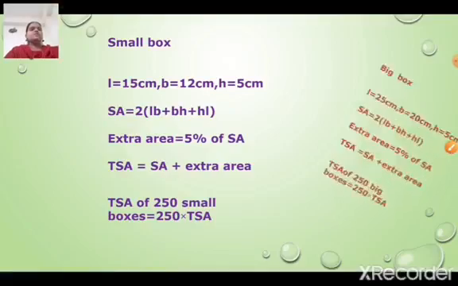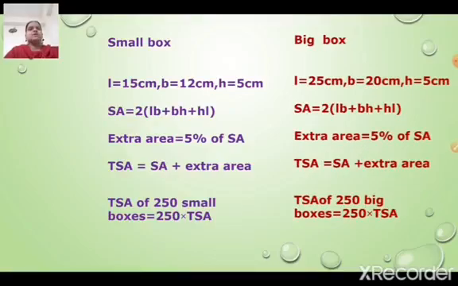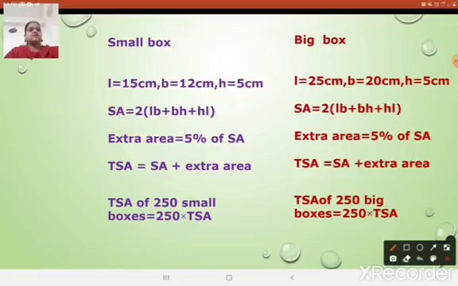Similarly, we will do it for the bigger box also, because for that box the dimensions are different. Length is 25 cm, breadth is 20 cm and height is 5 cm. Again, we will find the surface area by applying the total surface area formula. Correct? So 2(LB + BH + HL). Then find the extra area for overlapping, that is 5% of surface area, and then the total surface area is equal to the surface area plus extra area.